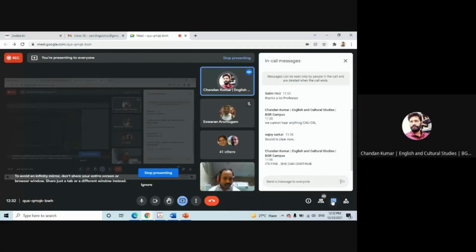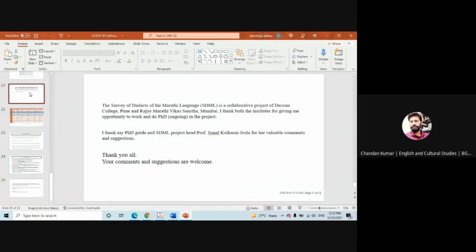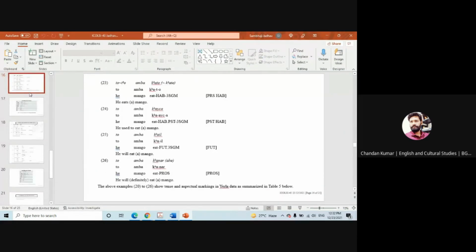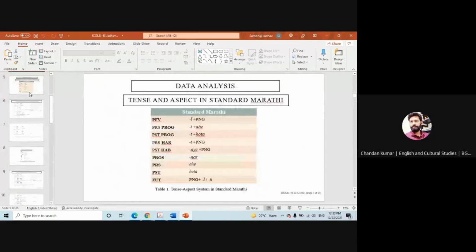One question. When you presented the data of standard Marathi, you said that the marker is both progressive and habitual, right? Is there a difference between the interpretations? Say there is a sentence in progressive aspect, and the same sentence which gets the marker of progressive and habitual both. Is there a difference in interpretation as well?